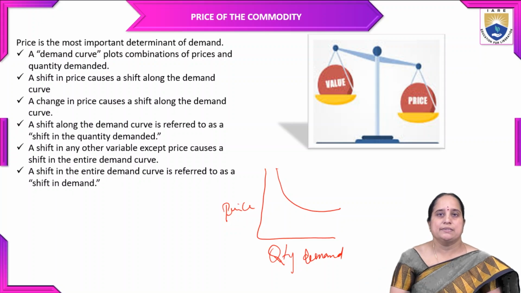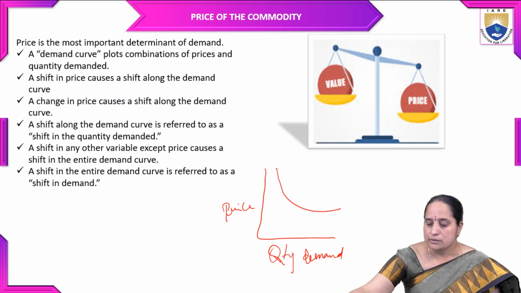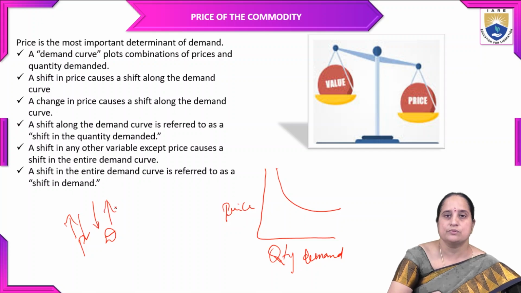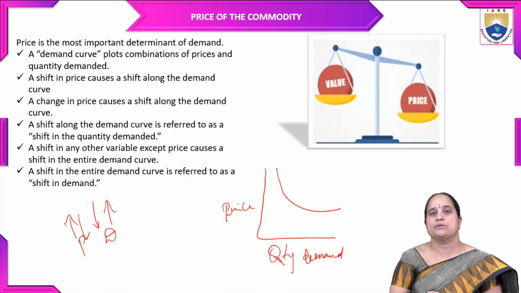A change in price causes a movement along the demand curve. A movement along the demand curve is referred to as a change in the quantity demanded. So the simple concept is, if price increases, then demand decreases, and if price decreases, demand increases. So these two are inversely proportional to each other.